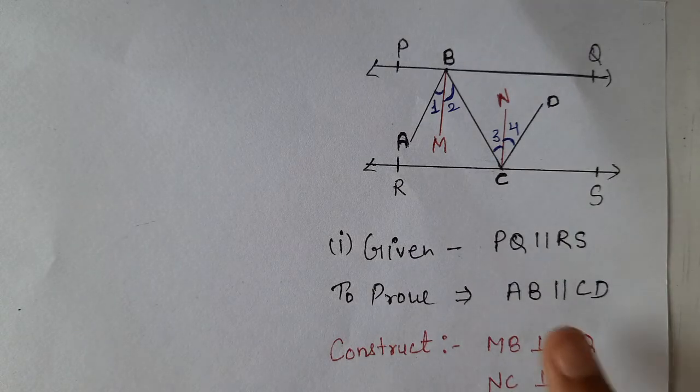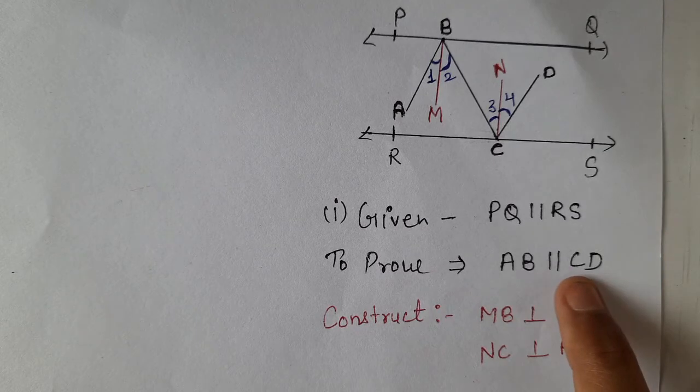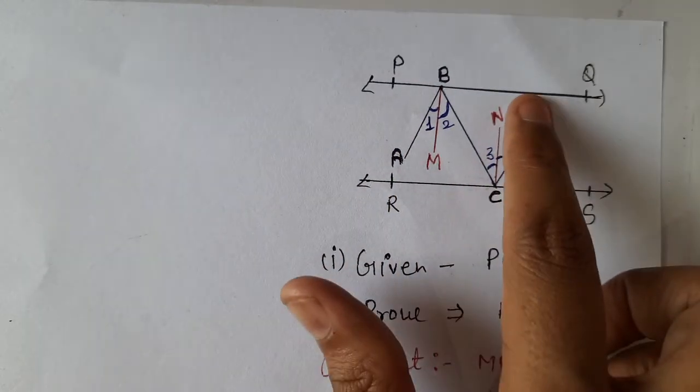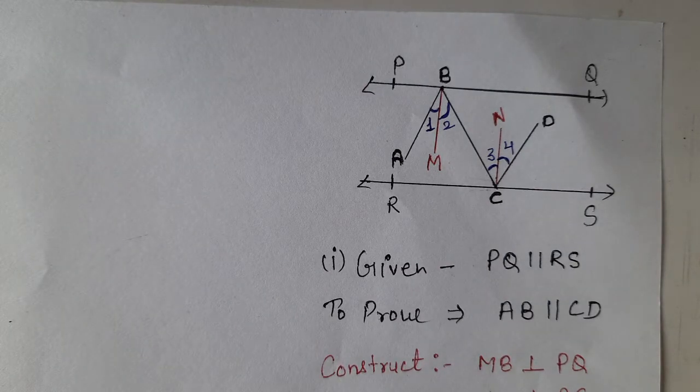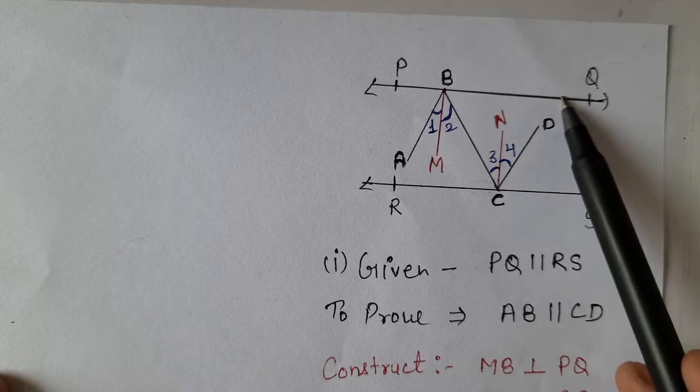So what we have to prove in this question is that the ray AB is parallel to CD. You have to see in this figure, AB is parallel to CD, that we are going to prove. Okay, AB is parallel to CD.